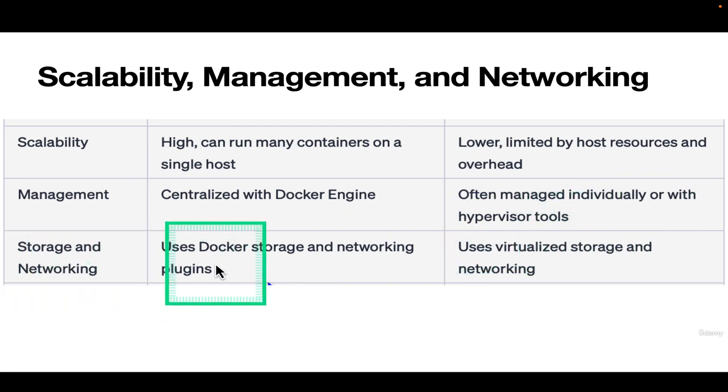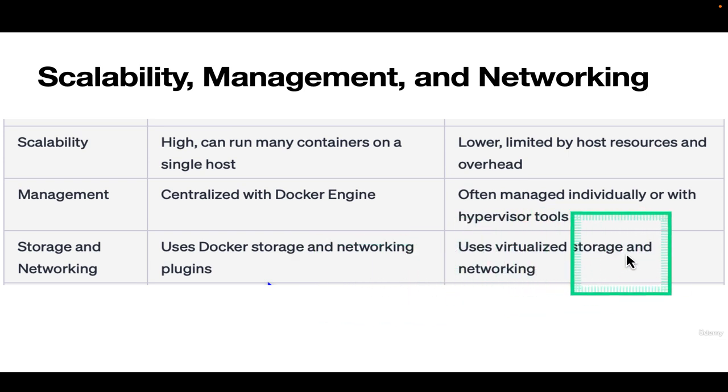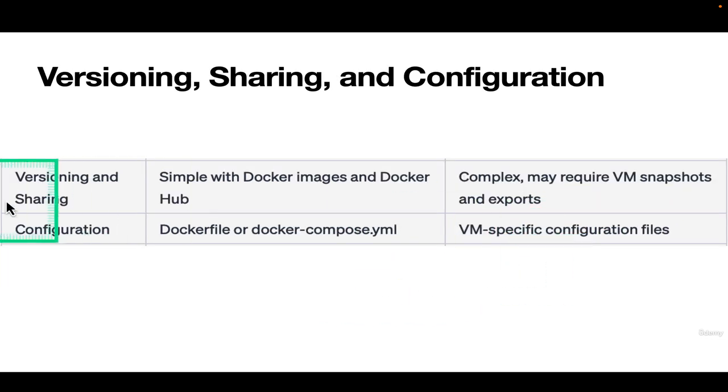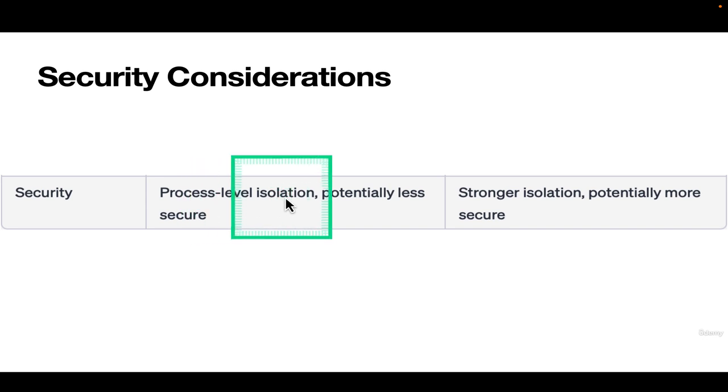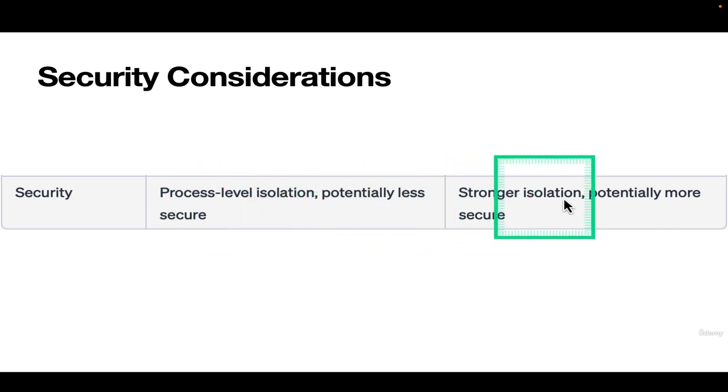Storage and networking: containers use Docker storage and networking plugins, while VMs use virtualized storage and networking. Versioning and sharing: for Docker containers, it's simple with Docker images and Docker Hub. For virtual machines, it's complex because it may require VM snapshots and exports. Configuration: Dockerfile or Docker Compose YAML, versus VM specific configuration files. Security: containers have process level isolation, potentially less secure. VMs have stronger isolation, potentially more secure.